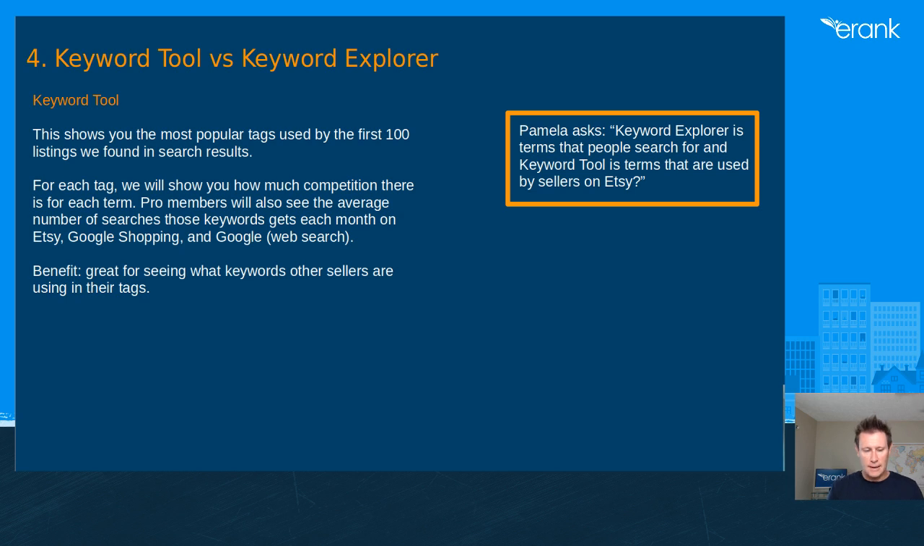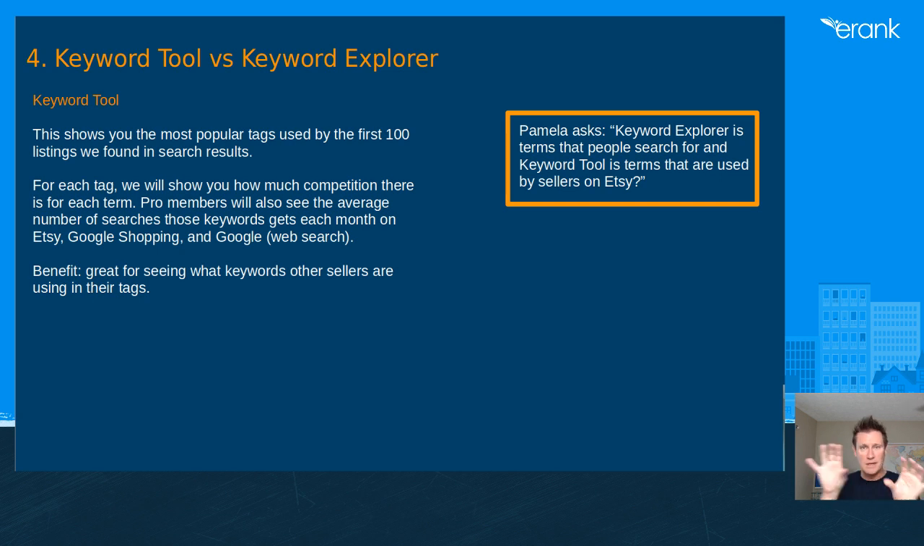We also include the competition levels in there. And if you're a Pro member, we'll also include how many times those tags or the keywords in those tags were searched by buyers on Etsy. This is important because now you've got an idea of what your competitors and peers are using, and you can see how popular they are with buyers. So you're looking at it from a different angle. I really like it because sometimes you can learn a lot from sellers that have more experience than you. At the same time, you get that additional view on how many times those keywords have been searched for on Etsy. We also include how many times a month, on average, it's been searched for on Google Shopping and on Google as well.